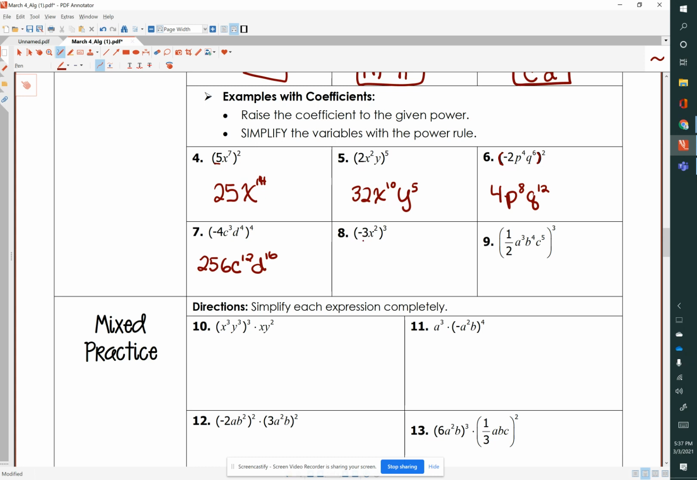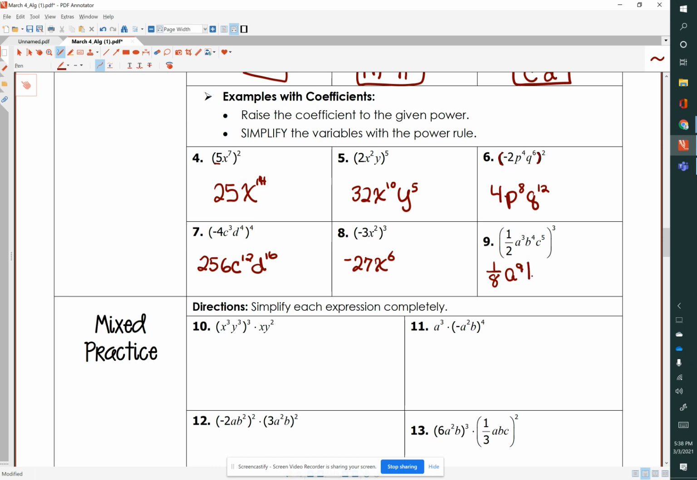So here we have -3 to the 3rd power. So -3 times -3 is +9. +9 times -3 is -27. X to the 2 times 3 power. And then with a fraction, we have 1/2 times 1/2 times 1/2, which is 1/8. A to the 3 times 3 is 9th power.